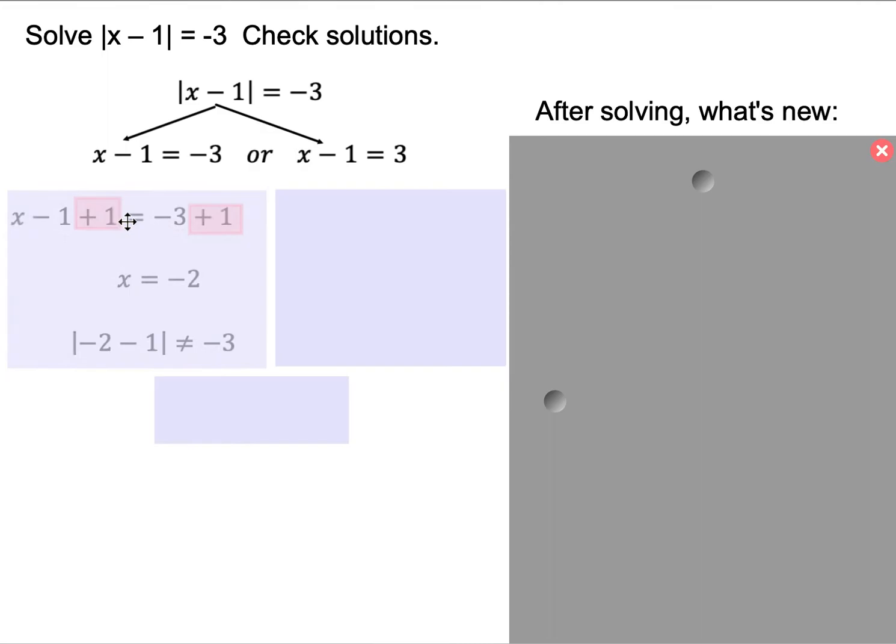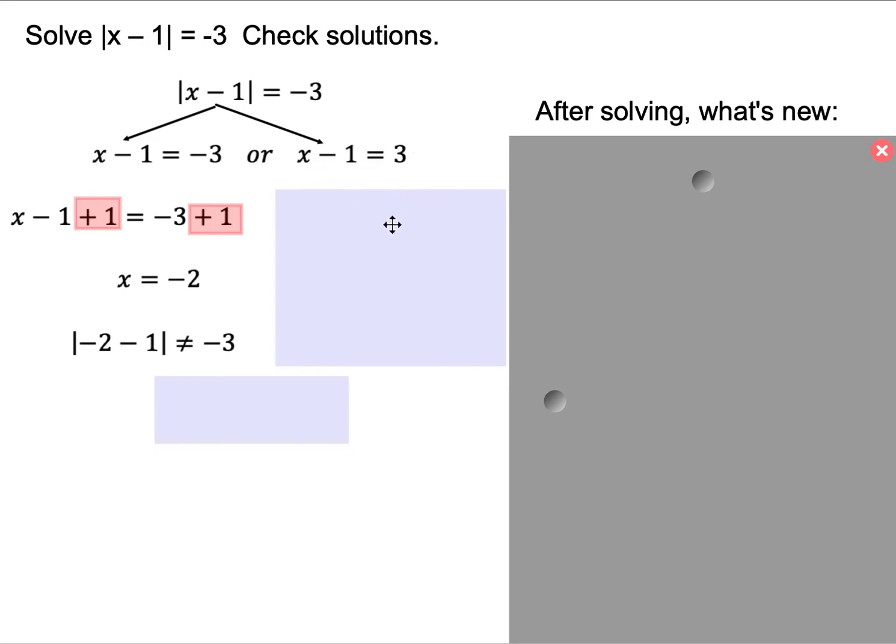We've got the minus 1, so let's do a plus 1 on both sides. Negative 1 plus 1, that's 0, that's gone. Negative 3 plus 1 is negative 2, so we get x equals negative 2. However, when I plug this in, negative 2 minus 1 is negative 3. When I take the absolute value, I get 3. 3 does not equal negative 3, so that won't work. Let's do the other one.